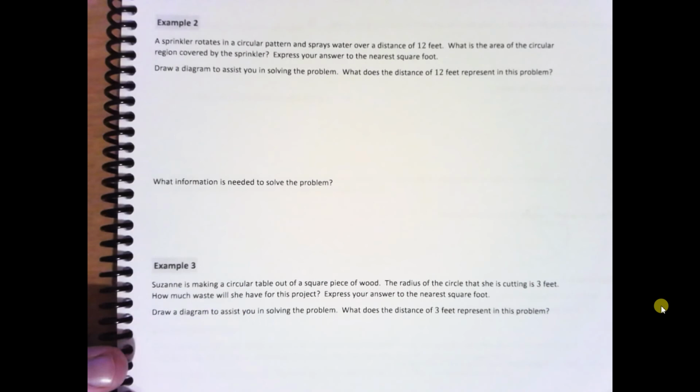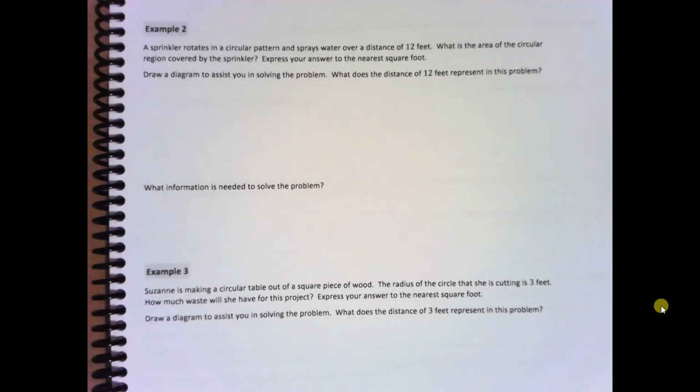All right, so let's continue on. Okay. All right, so let's take a look at example 2. We're going to give ourselves a little bit more space here. So a sprinkler rotates in a circular pattern and sprays water over a distance of 12 feet. What is the area of the circular region covered by the sprinkler? Express your answer in the nearest square foot. Draw a diagram to assist you in solving the problem.